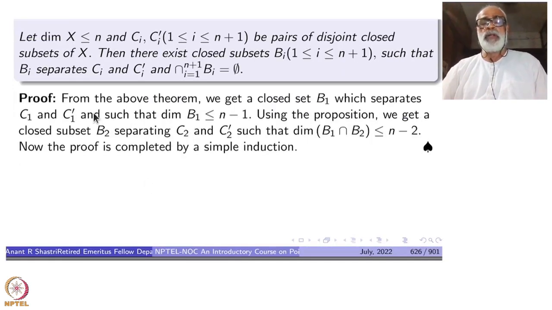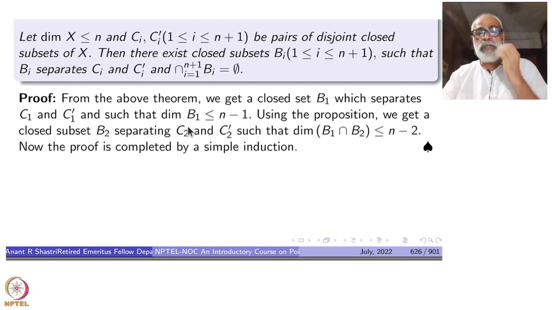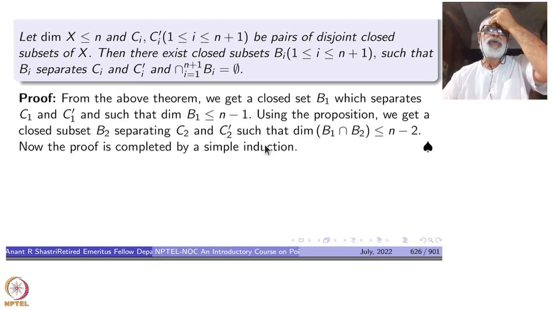So how do you get this one? This is also easy. From the previous theorem applied to C1 and C1 prime, you get a closed set B1 which separates C1 and C1 prime, such that the dimension of B1 is less than or equal to n minus 1. Now use the proposition or the theorem, we get a closed subset B2 of X separating C2 and C2 prime, such that when you intersect it with B1, its dimension is less than or equal to n minus 2 because you already have n minus 1 dimension. Now you keep on repeating this step, get a B3 that separates C3 and C3 prime with dimension of B1 intersection B2 intersection B3 at most n minus 3. How far can you go? Till you hit minus 1, and that is empty.